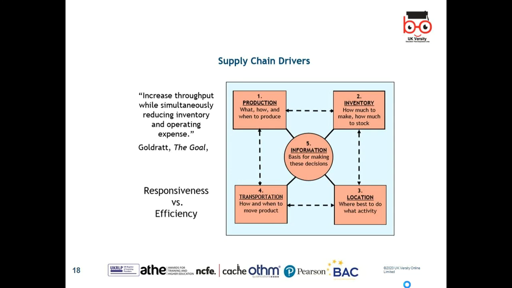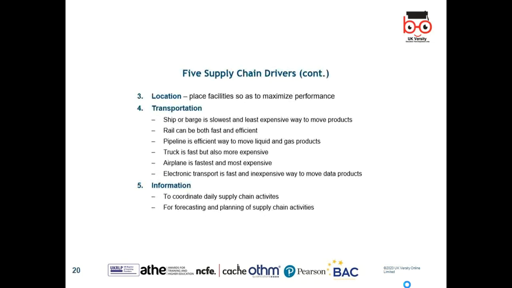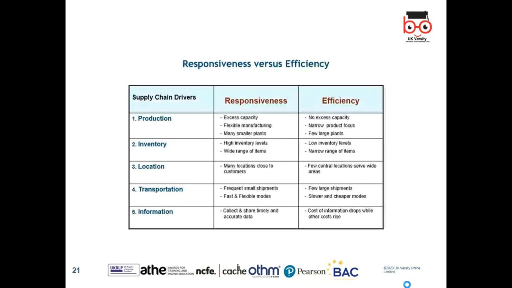Information is very important. Information is knowledge that really needs to be provided to clients. Five supply chain drivers: production, inventories, location, transportation, and information. Any question in those areas? No, we've actually discussed this in Unit 1 as well. Yes, it's quite similar to the things we are discussing.